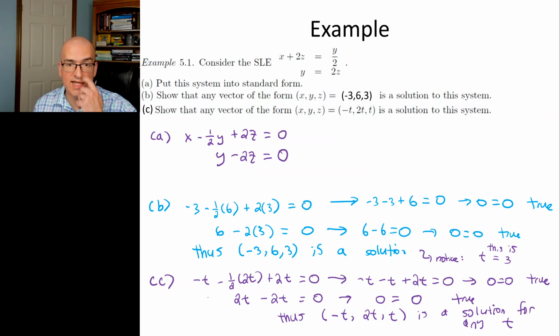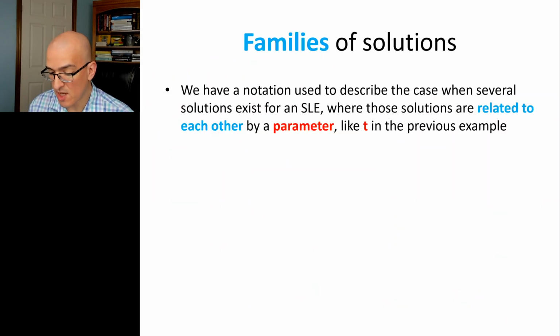Hi everyone. In this last example from the previous video, we got told that a vector of the form negative t, 2t, t is a solution to this system of equations. We have a particular vocabulary for this. We say that this particular system of linear equations has a family of solutions. We call it a family because the solutions are related to each other through a variable t.